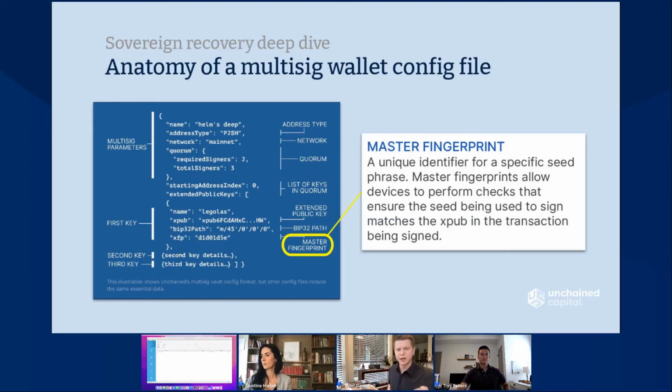Now, the last thing that we're going to cover here is the master fingerprint. This is just a unique identifier for a specific seed phrase or a specific master private key. These fingerprints allow your devices to perform checks to ensure that a seed is being used to sign for a matching XPub. We want to know, what public key did we share, and do we actually have the private key that was used to derive this public key? Matching it up using the fingerprint is a nice way to do that. So the wallet fingerprint is also contained in this big list of things that ultimately accumulate into your multi-sig treasure map, that wallet configuration file.